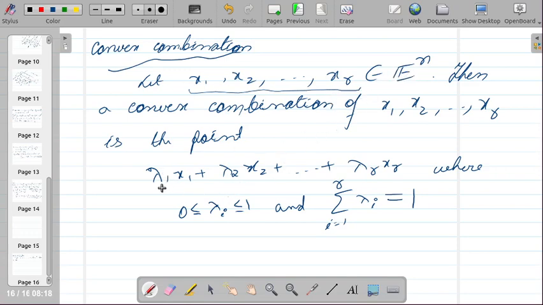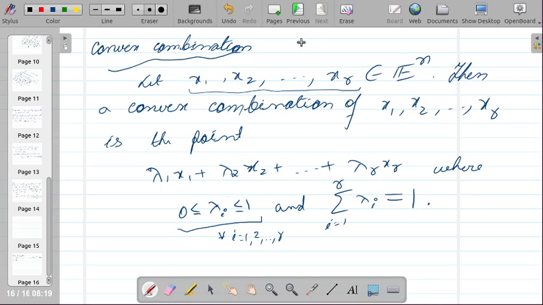That point is formed by a linear combination of the given points in such a way that the scalars are all non-negative. The scalars have to be non-negative: 0 less than or equal to lambda i less than or equal to 1 for all i equal to 1 up to r. So let x1, x2 up to xr belong to E to the power n. Then a convex combination of x1, x2 up to xr is the point lambda 1 x1 plus lambda 2 x2 up to lambda r xr, where 0 less than or equal to lambda i less than or equal to 1, and the sum of all these scalars is 1.